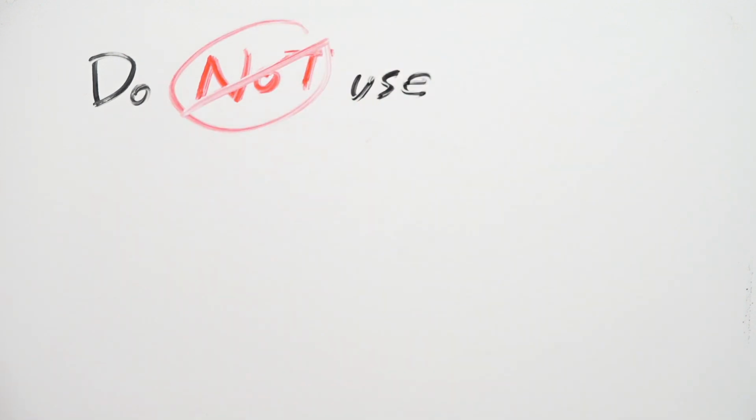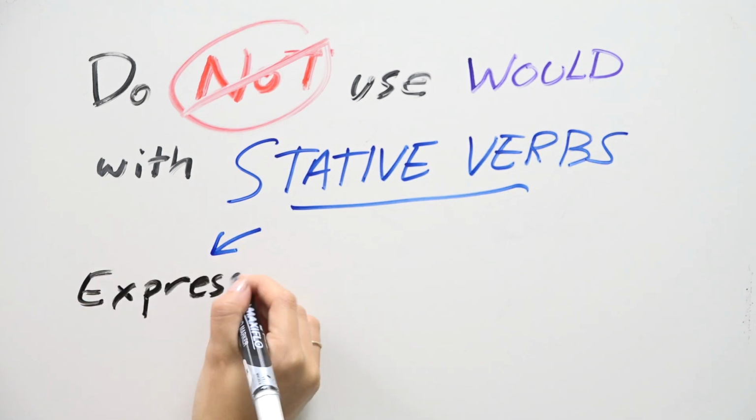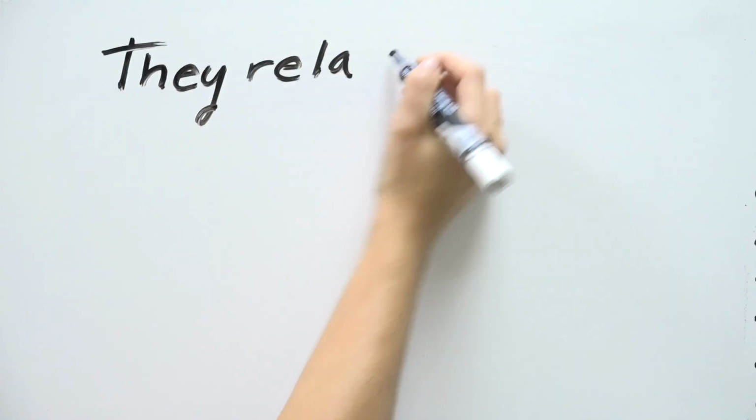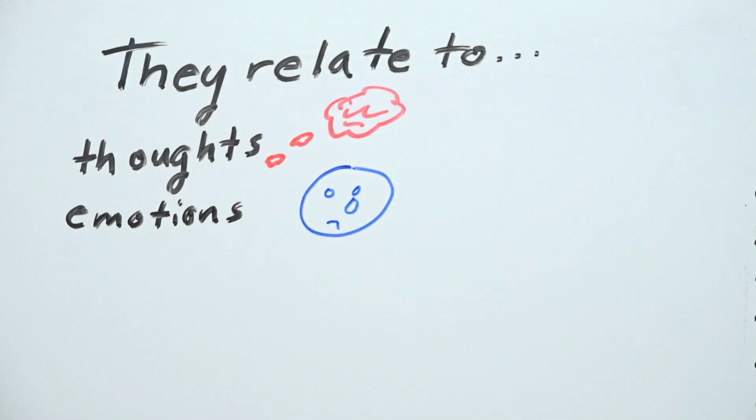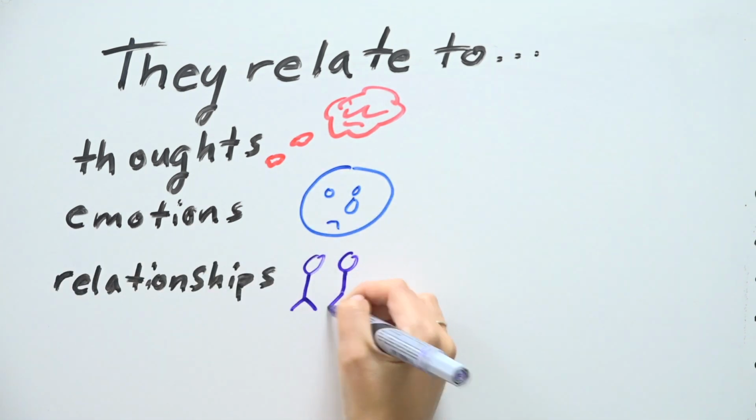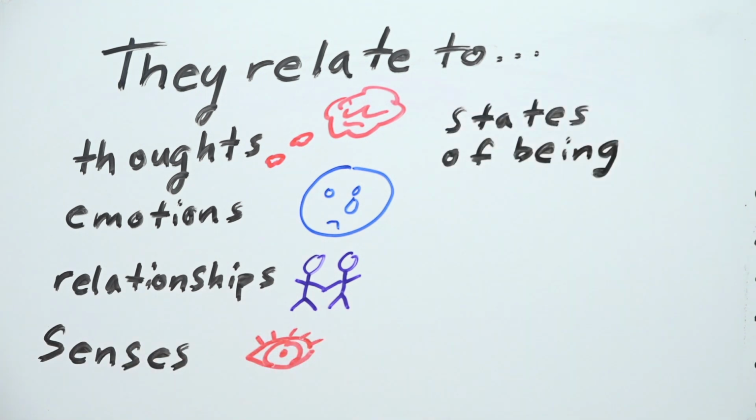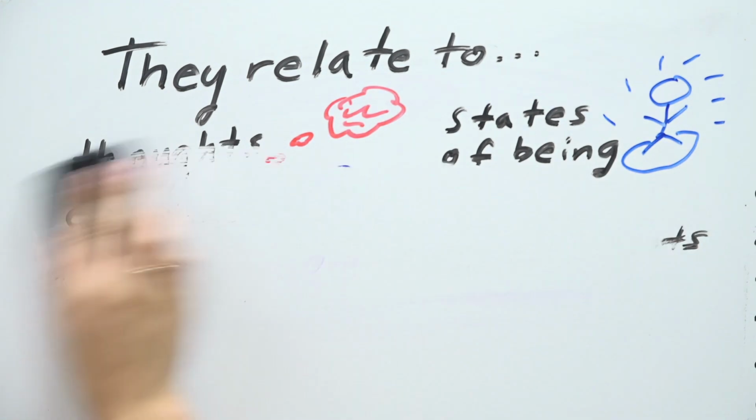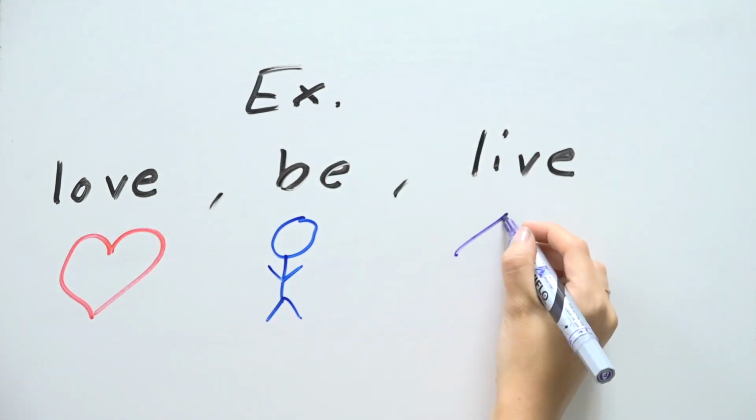The second rule is do not use would with stative verbs. What does stative mean? It expresses a state rather than an action. They usually relate to thoughts, emotions, relationships, senses, states of being, and measurements. Some examples of this are love, be, live, understand, etc.